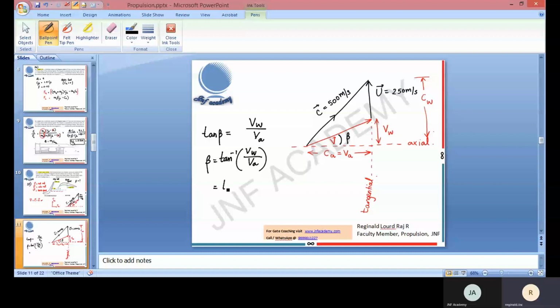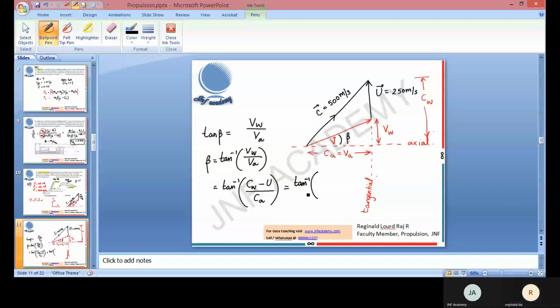But from the figure, we know that VW is nothing but CW minus U, correct? Because CW is the whole thing. If you subtract the blade speed, you get VW. And VA is nothing but CA. I'm replacing the relative velocity because I don't know it, but I know the absolute velocity and the blade speed. So from the data that I know, now we can plug it in here.